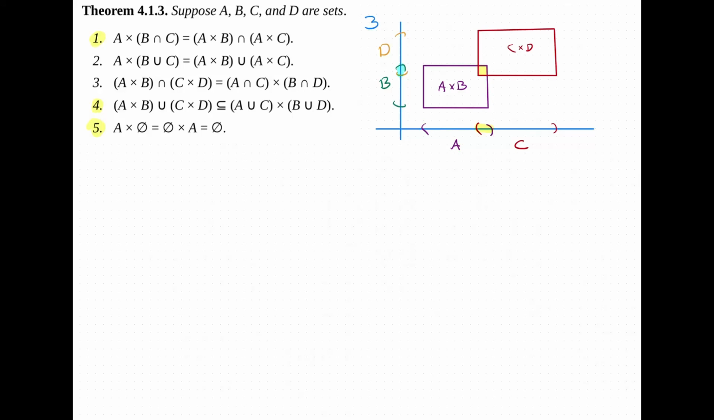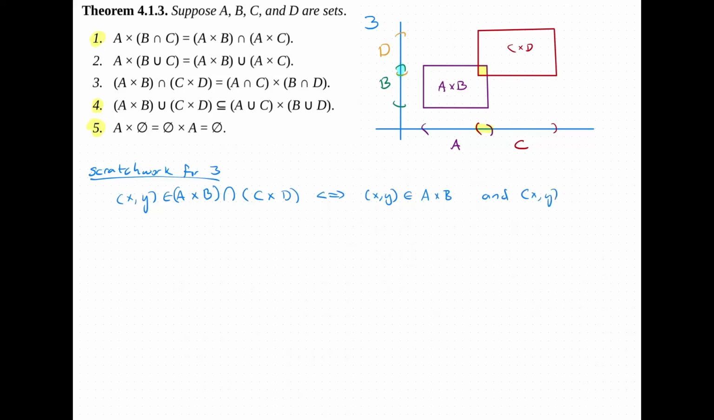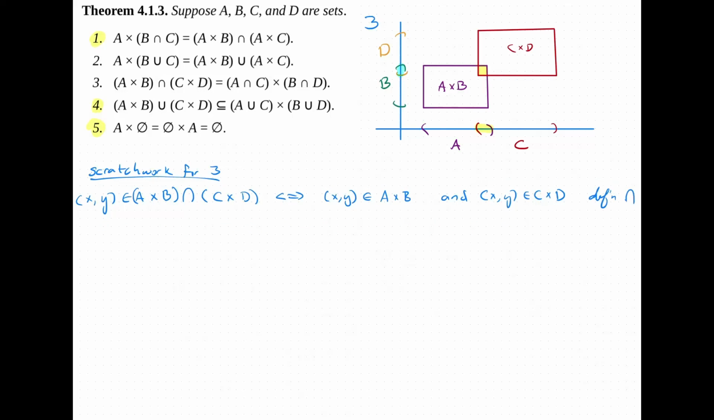And so for the scratch work, and I will only be doing the scratch work for this one, what we have is, just as before, we're going to take x comma y, but now this is going to be in the Cartesian product of A and B intersect the Cartesian product of C and D. And so by definition, that's going to tell us that x comma y is in the Cartesian product of A with B, and x comma y is in the Cartesian product of C and D. So here we're using the definition of intersection.